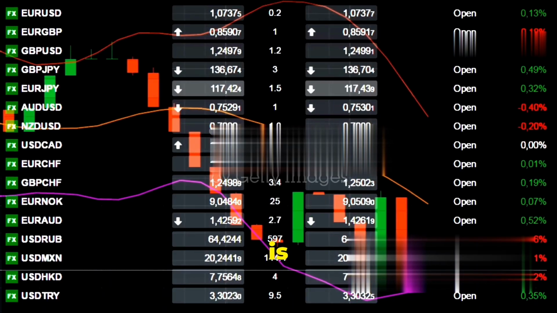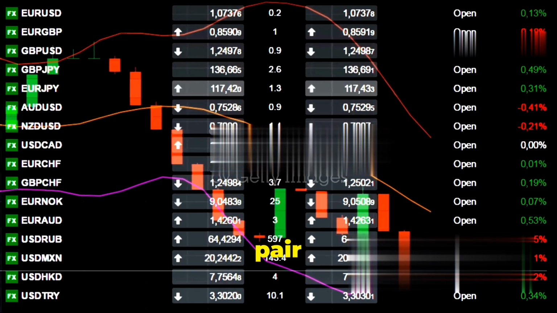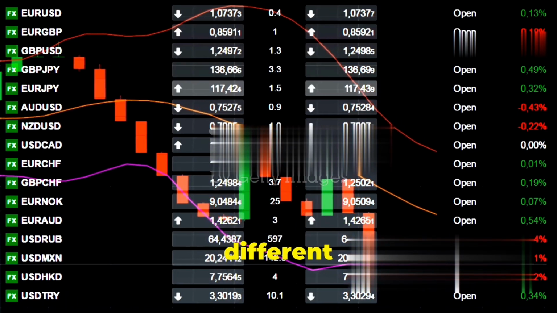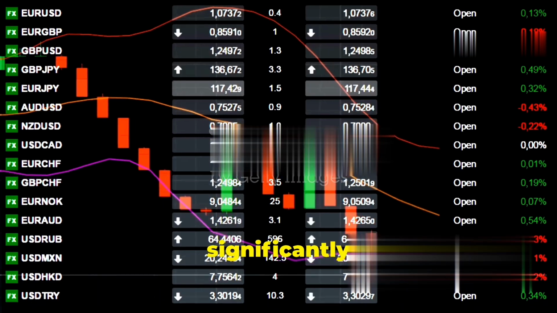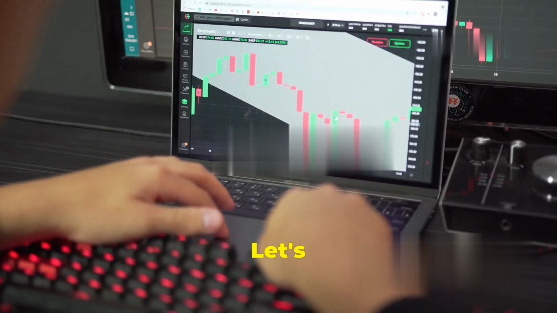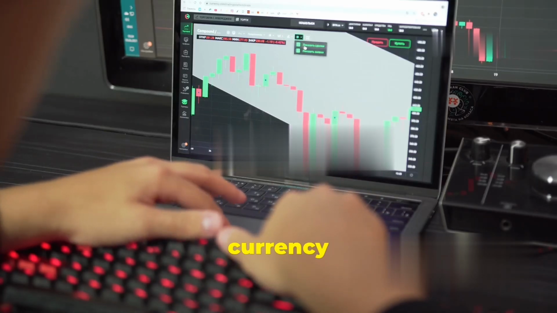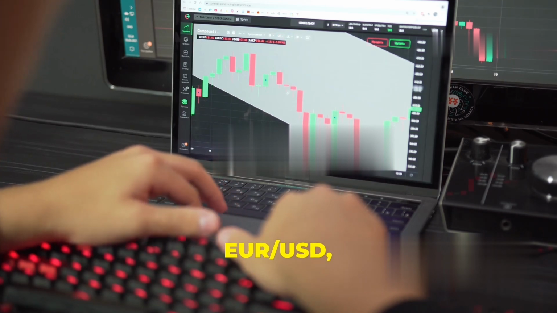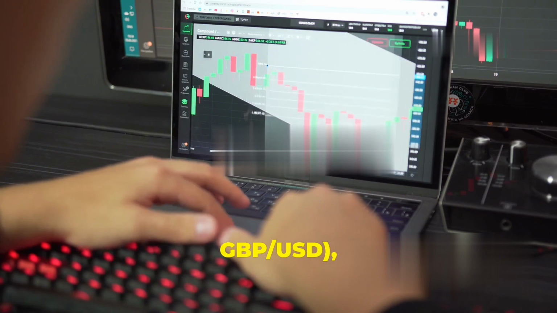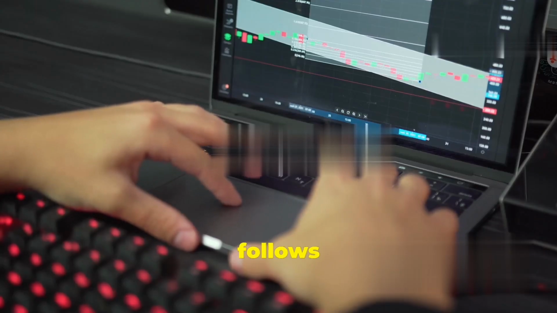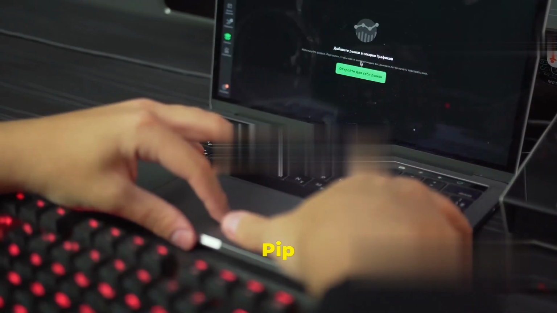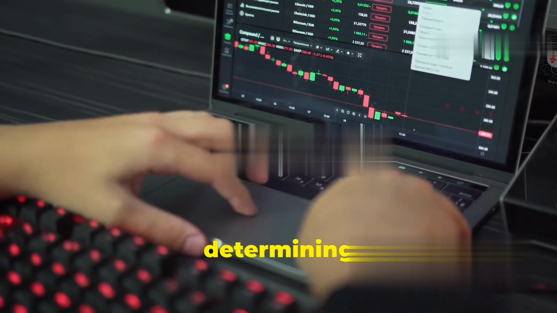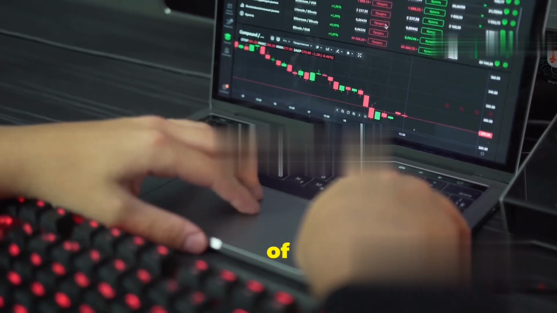The value of a pip is not fixed but depends on the currency pair being traded and the size of the trade. Different currency pairs have different pip values, and this can significantly impact your trading strategy. Let's break down the calculation. For currency pairs where the US dollar is the quote currency, for example EUR/USD, GBP/USD, the pip value is calculated as follows. Pip value = pip size / exchange rate x lot size. This formula helps in determining the exact monetary value of a pip movement.